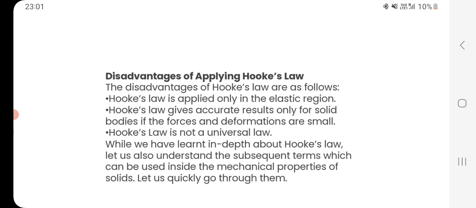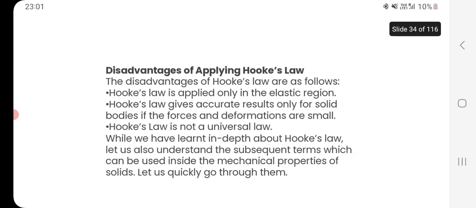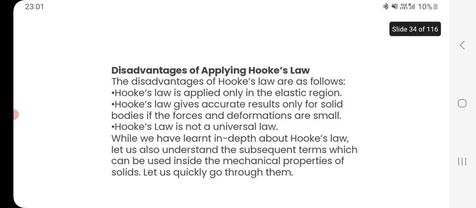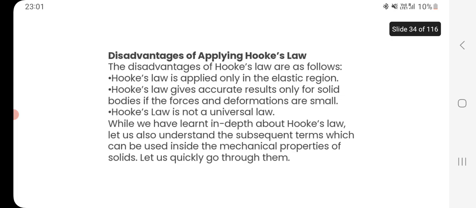Now, disadvantages of applying Hooke's law. The disadvantages of Hooke's law are as follows. Hooke's law is applied only in the elastic region. Hooke's law gives accurate results only for solid bodies if the forces and deformation are small. Hooke's law is not a universal law.